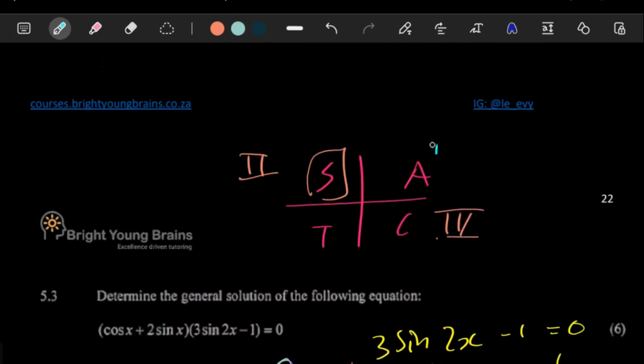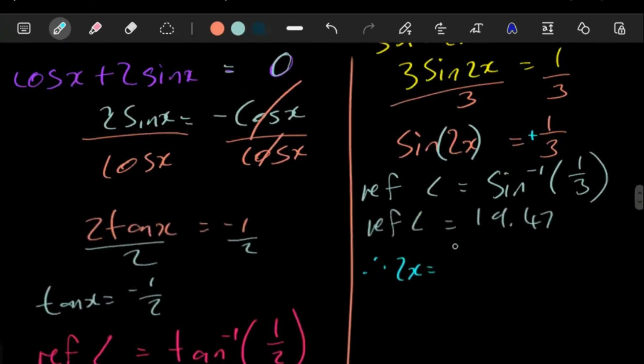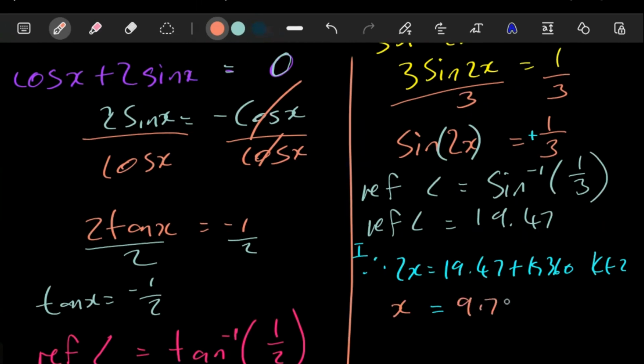So in this quadrant, you just take things as they are. 2x is equal to the reference angle. This quadrant number 1, the reference angle plus k360, k is the element of integers. No. You have to divide by 2. Come on, divide everything by 2. You're going to get x, this is just going to be 9.74 plus k180. K is the element of integers.